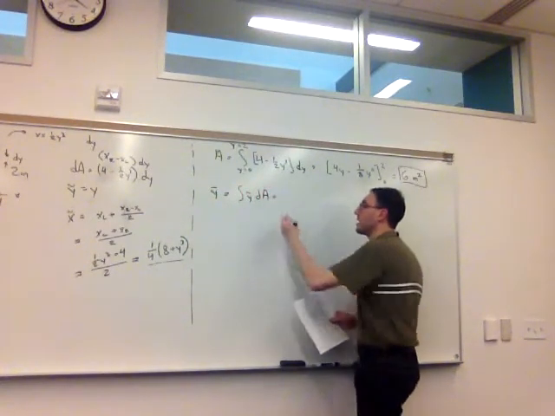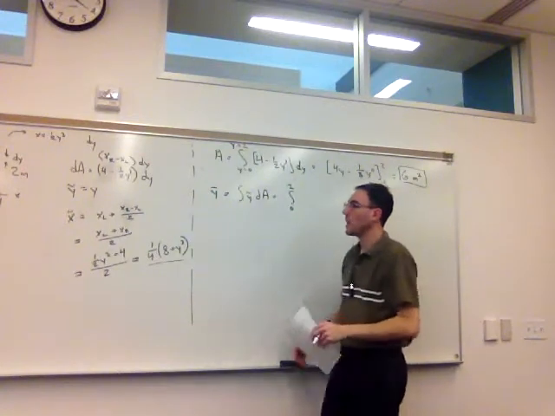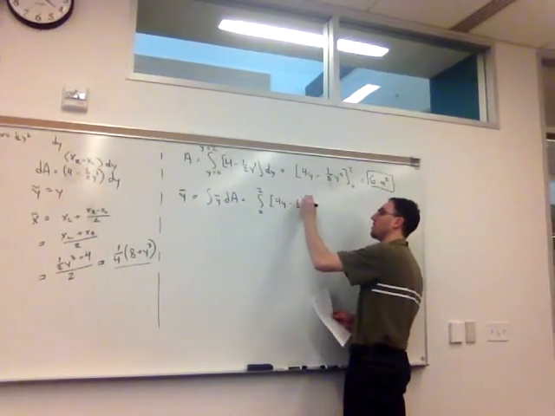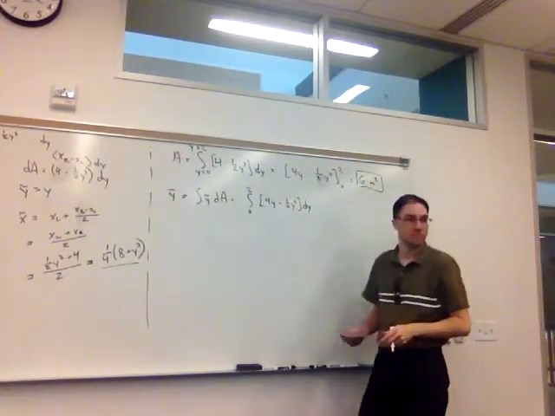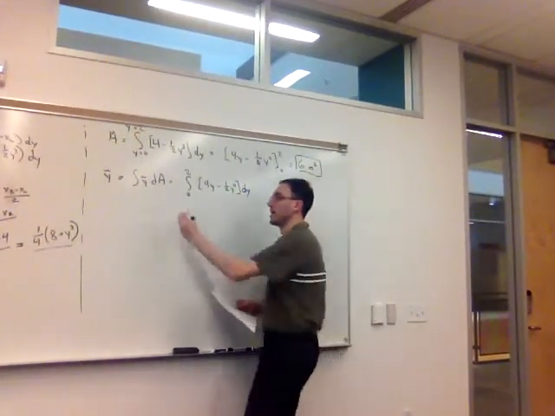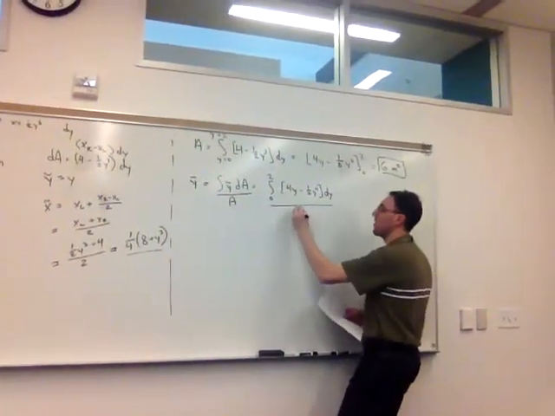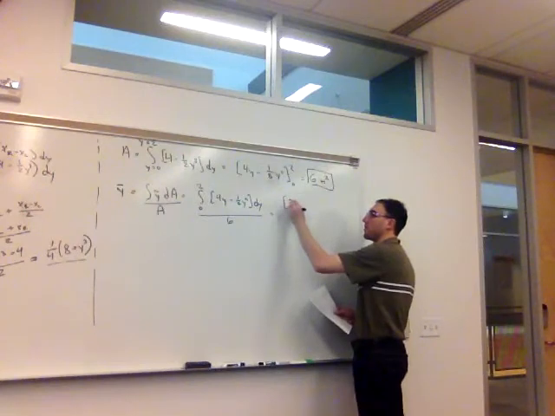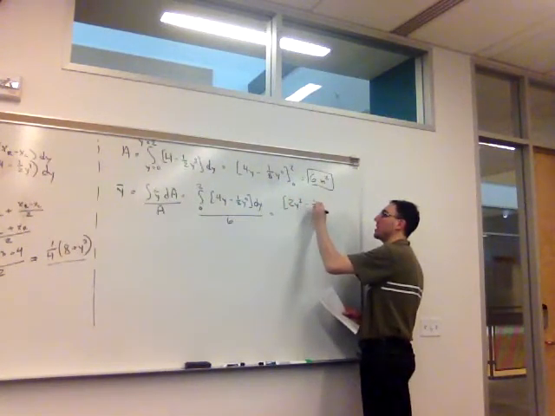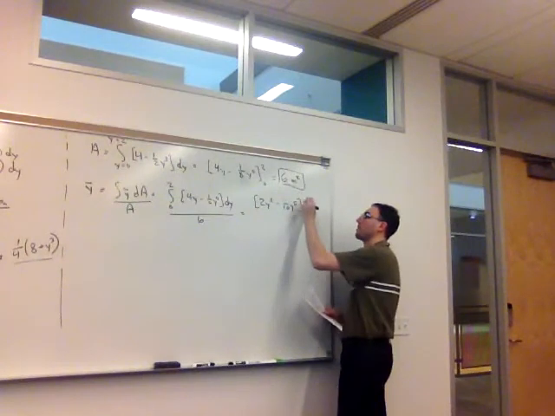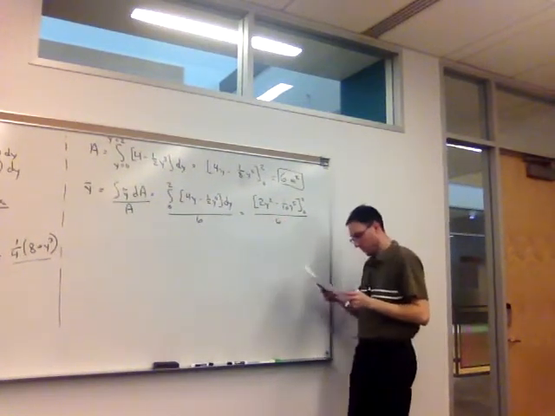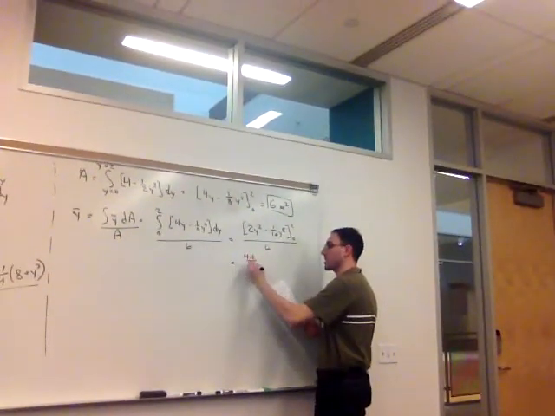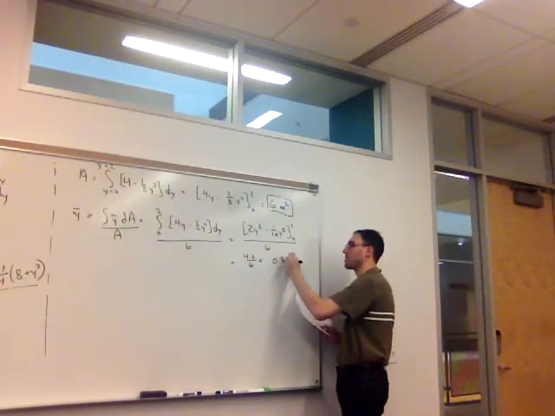So the integral of y tilde dA, with the same bounds of integration. Y tilde is just y, so we're going to get 4y minus 1/2 y to the fourth, divided by the area, which we already know is 6. Finding the antiderivative, we get 2y squared minus 1/10 y to the fifth, evaluated from 0 to 2. This will be 4.8 over 6, which is going to be 0.8 meters.